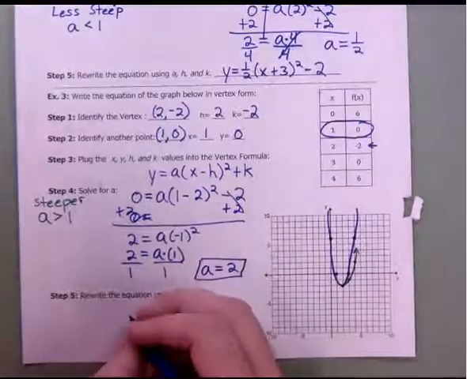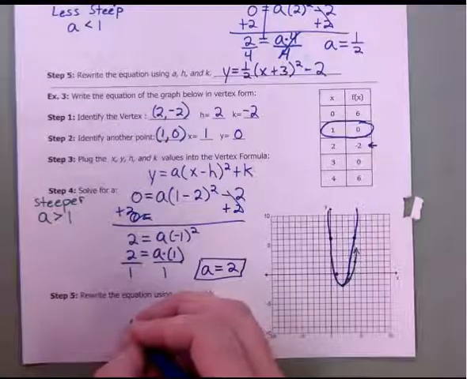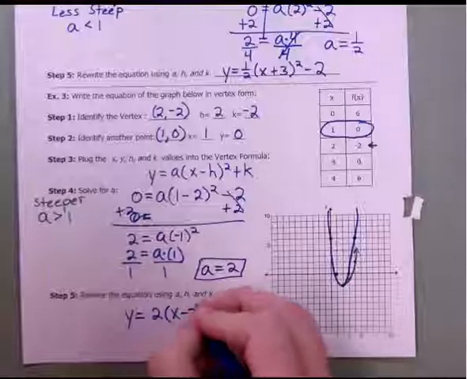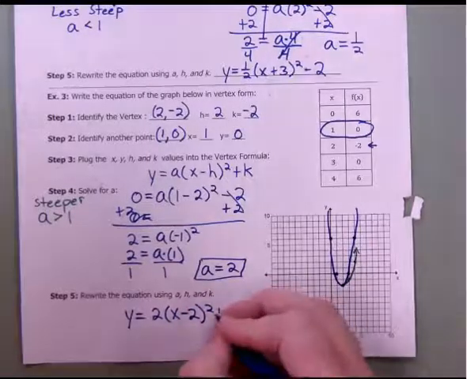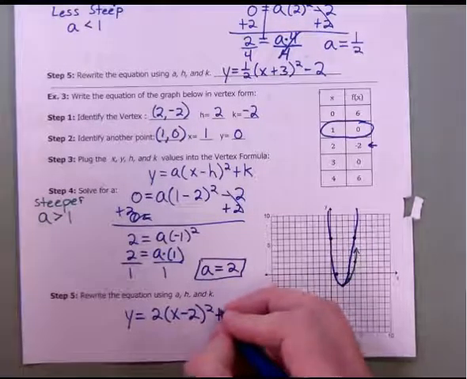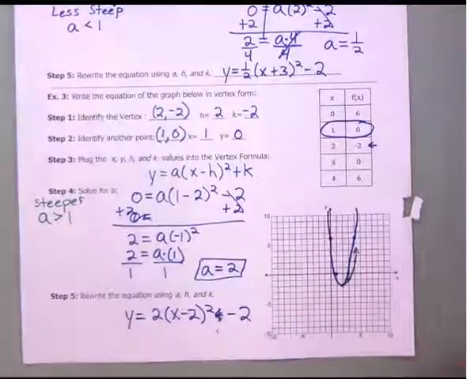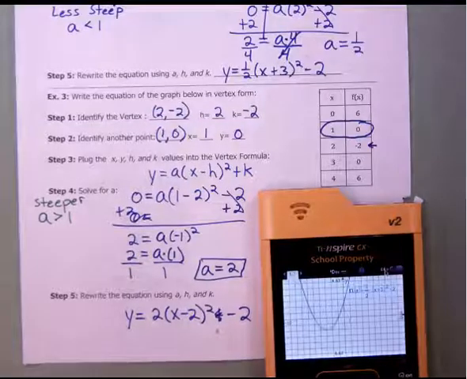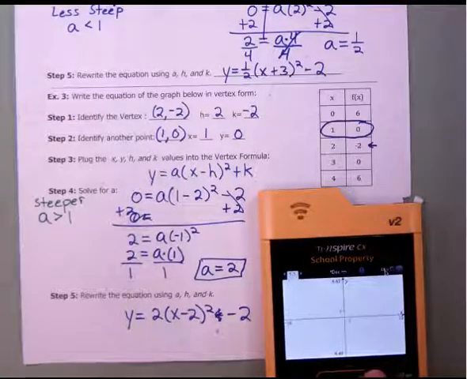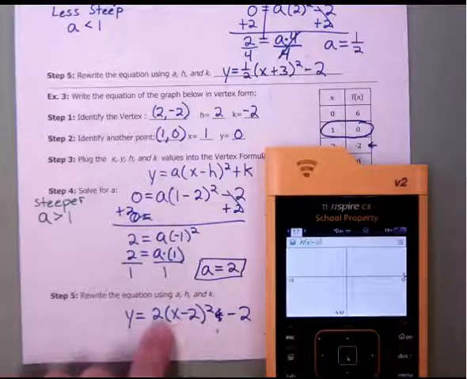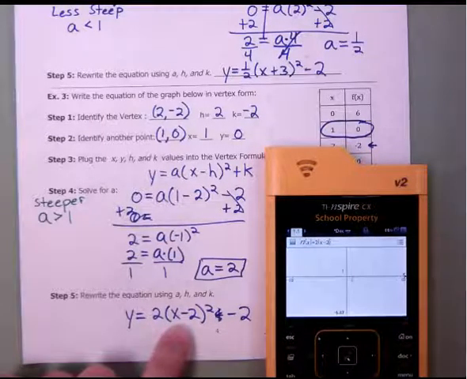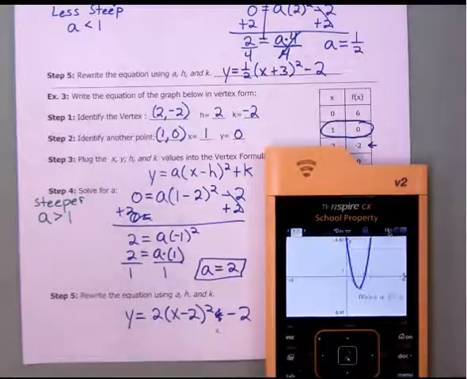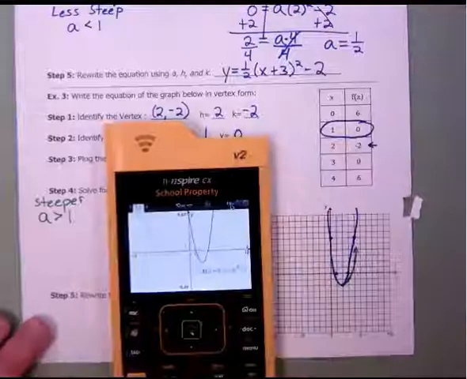So once I go to rewrite that, that's going to give me y equals an A value of 2, parentheses, x minus 2 squared, minus 2. So let's see if our graph matches that. 2 parentheses, x minus 2, close parentheses, squared, minus 2, enter. Okay, that looks like the graph that I drew.